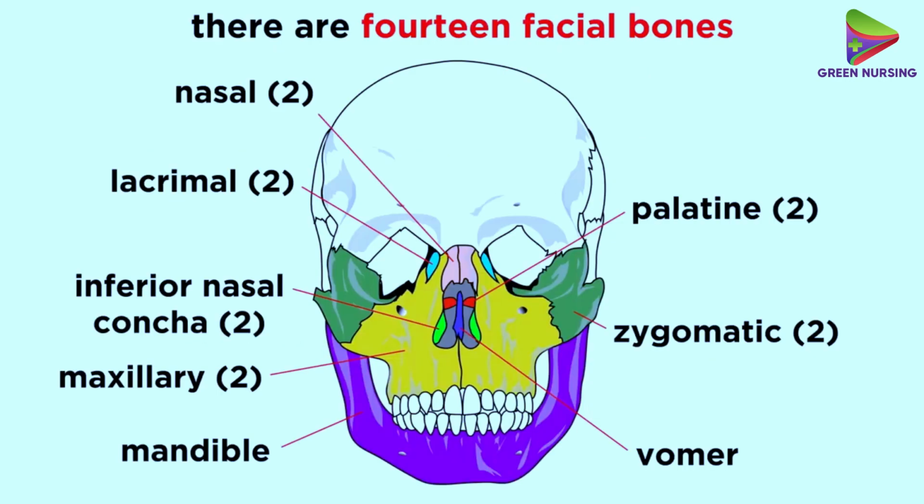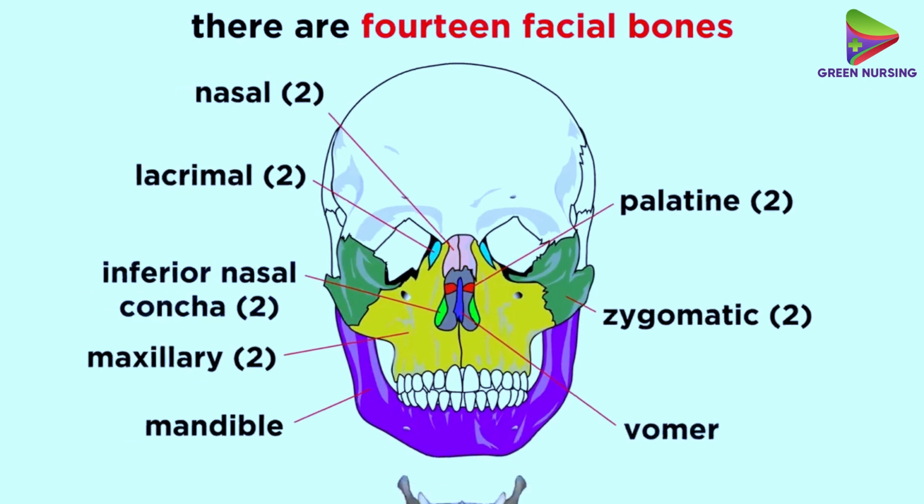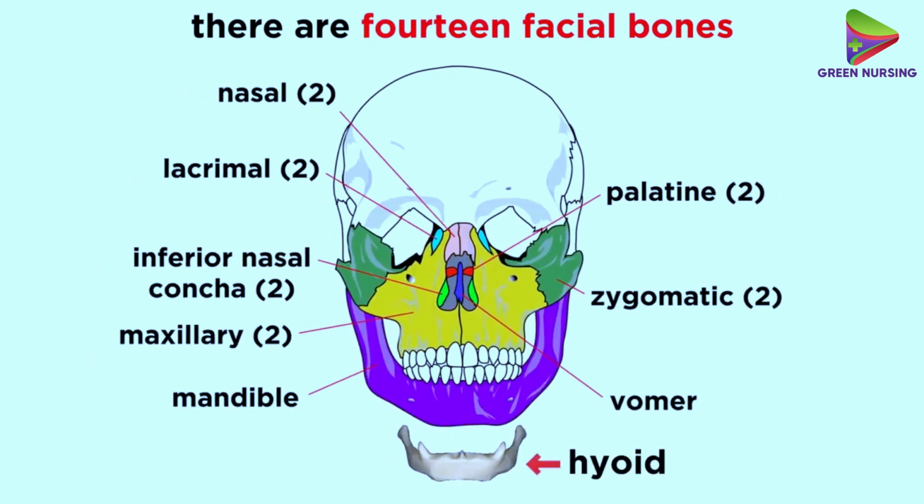Moving on to the facial bones, of which there are 14, we can start with the mandible, which is the lower jawbone. Then there are maxillary bones, which form the upper jaw and part of the face. Next we have 2 zygomatic bones, which are the cheekbones, nasal bones, which make up the bridge of the nose, lacrimal bones, palatine bones, the vomer, and inferior nasal conchae. Lastly, technically not part of the skull, there is also the hyoid bone, which sits just below the mandible and does not connect with any other bone.